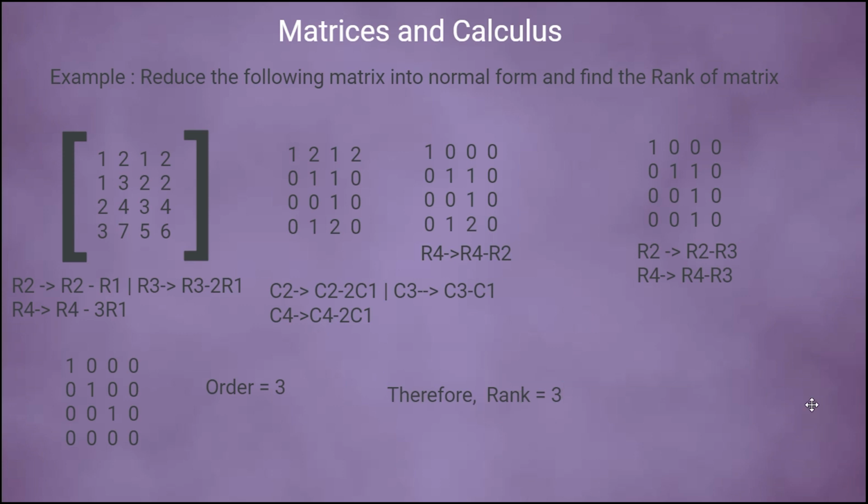I hope you got the whole process. For this matrix, we perform these operations and we got this matrix. And for this matrix, we perform these operations and we've got this matrix. And for this, we perform this row operation and we've got this. For this, we perform this and we got this.